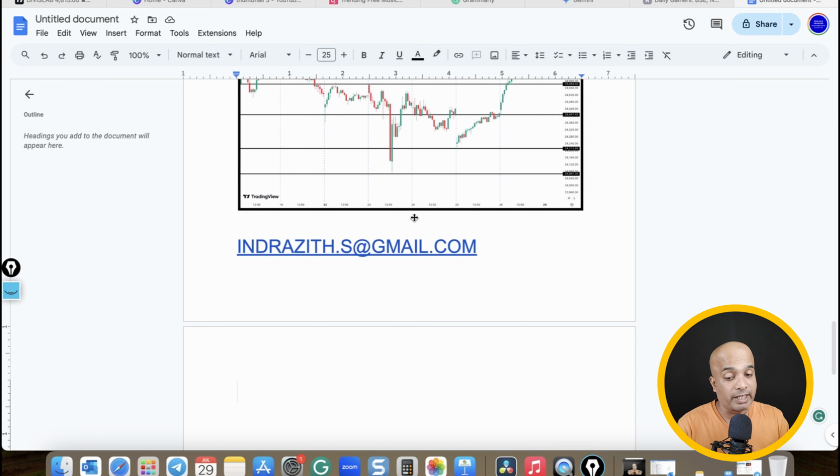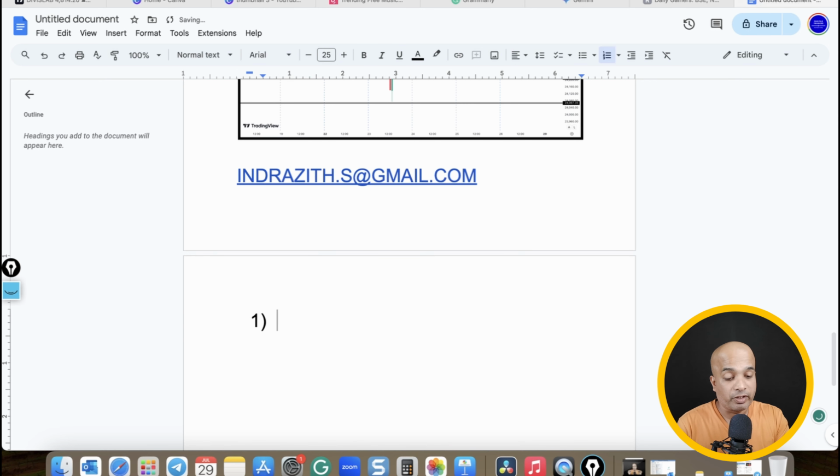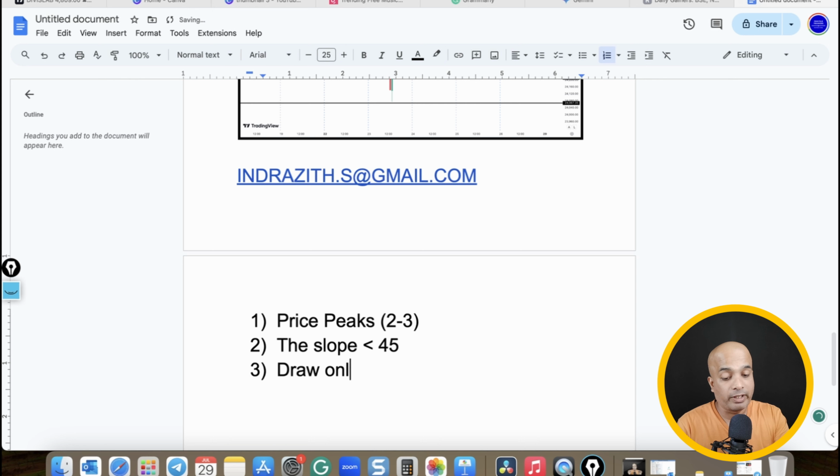But you should always remember the rules, friends. I will mention the rules once again. Try to connect a minimum of 2 to 3 price breaks. This is the first rule, and the second rule is the slope. The slope should be less than 45 degrees, and the third rule is draw only 2 trend lines. You should not draw more than 2 trend lines. And the fourth rule is the price should respect the trend line, right?